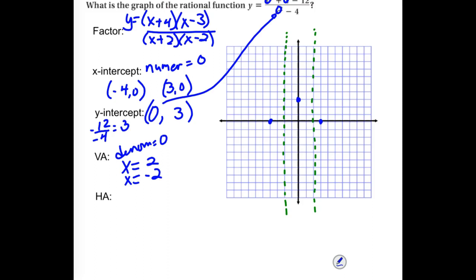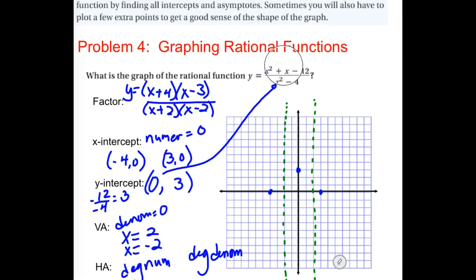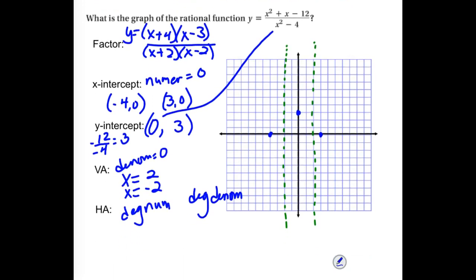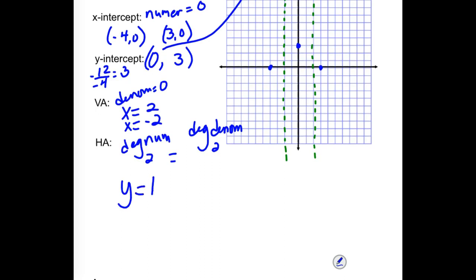For horizontal asymptotes, we look at the degree. We compare the degree of the numerator to the degree of the denominator. What's the degree of the numerator? Numerator's degree is 2, denominator's degree is 2. If they are the same, we look at the leading coefficient. In this case, the leading coefficients for both of these are 1s. So we would have a horizontal asymptote at the equation y equals 1. If I asked you for your domain, you would say that x cannot equal plus or minus 2, wherever those vertical asymptotes are.